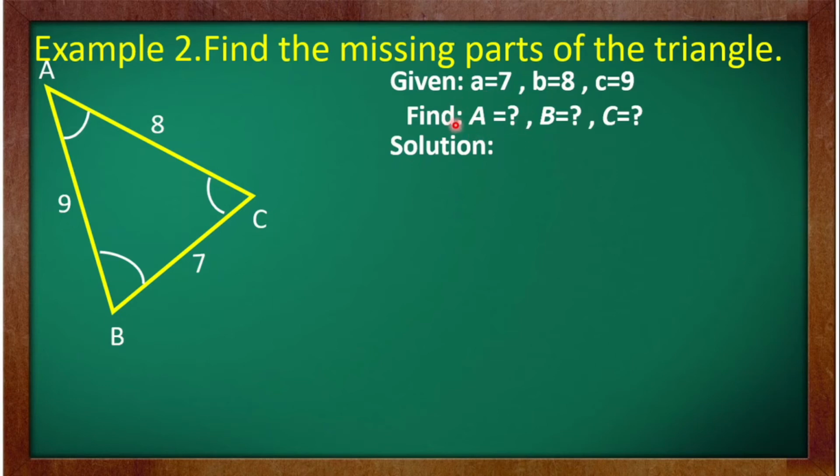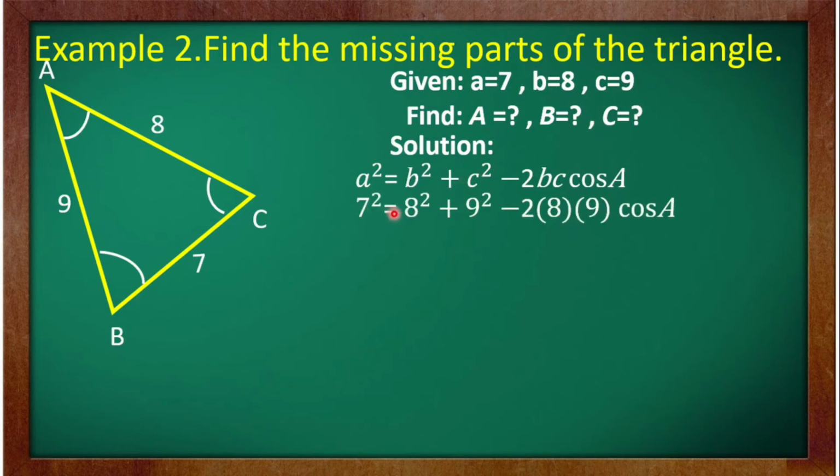So to solve for angle A, gagamitin nating formula ay A square is equal to B square plus C square minus 2BC cosine A. Then substitute the given. So we have 7 square is equal to 8 square plus 9 square minus 2 times 8 times 9 cosine A. Then simplifying, so that is 7 square is 49 is equal to 8 square is 64 plus 9 square is 81 minus 2 times 8 times 9, that is 144 cosine A.